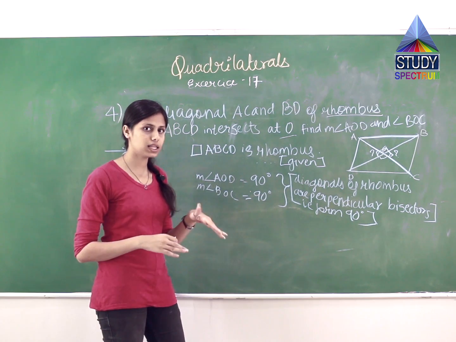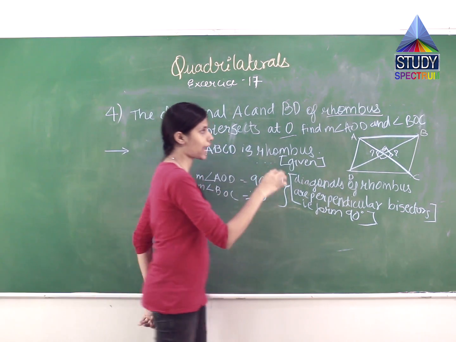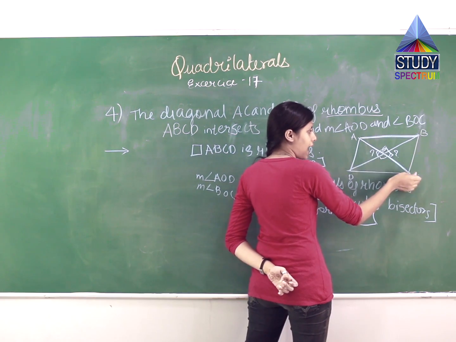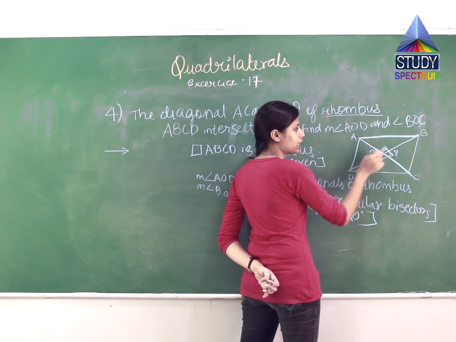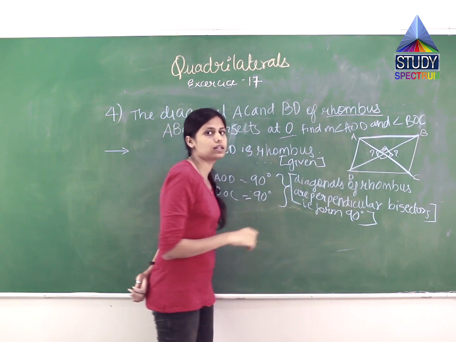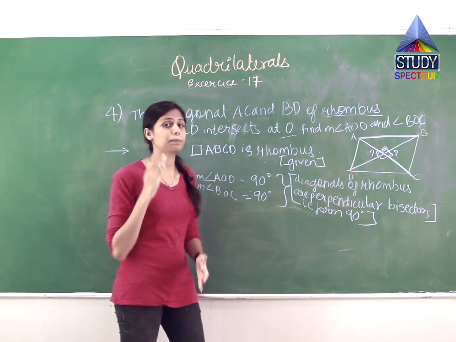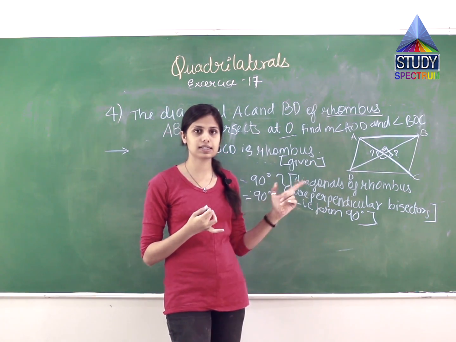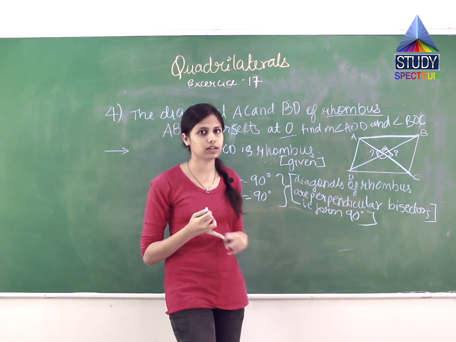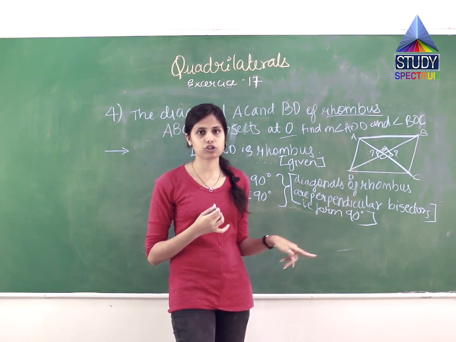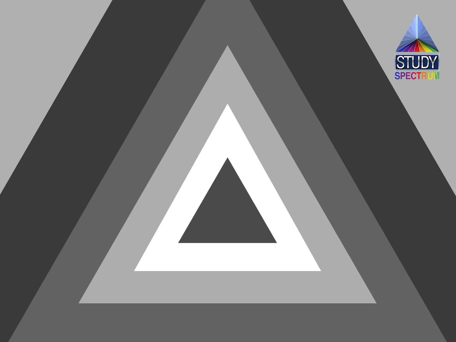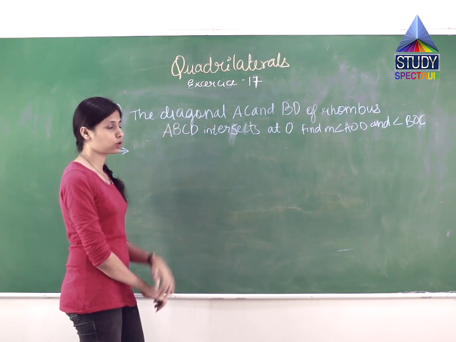If they ask you to tell the measure of all the angles, then angle AOB, angle BOC, angle COD and angle DOA, all the four angles will be of 90 degrees because they are the perpendicular bisectors of each other. This is the same case with rectangle, with square and also parallelogram. All are the perpendicular bisectors of each other. Let us start with the fourth question.